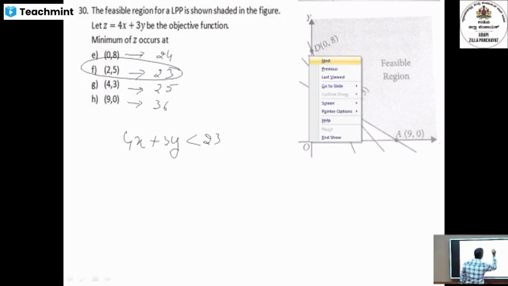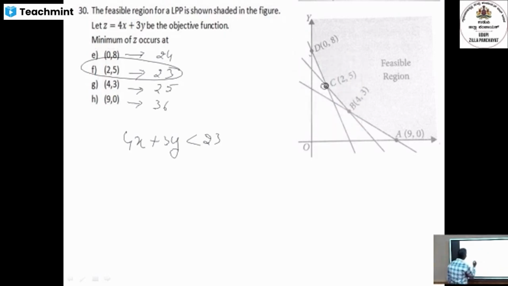Somewhere here. Okay. Then when y is equal to 0, x is slightly near 6, so 6 is 9, 0 here. And this line, somewhere here, 6, let us assume. So it passes through like this. And it is less than, therefore there is no common point. Therefore 23 itself is the minimum. So 2, 5 is the required answer.